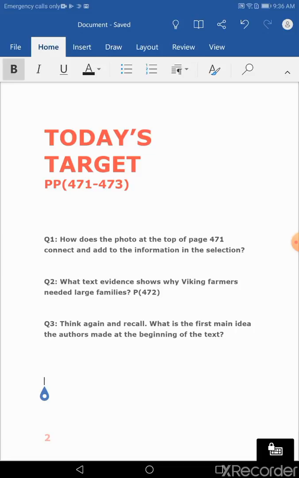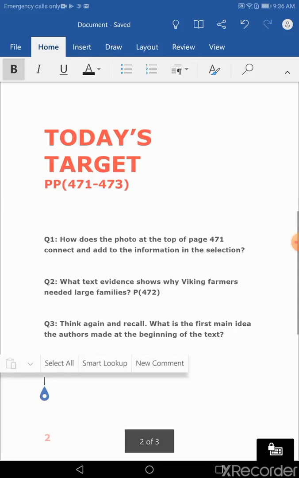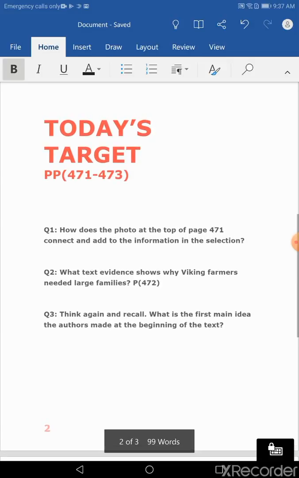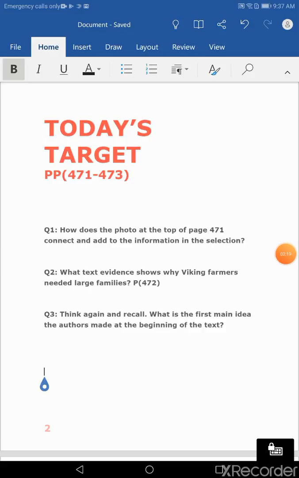Pages 471, 472, 473. Don't forget that question number one, we will find the answer on page 471. Question number two, we'll find the answer on page 472. Question number three is a general question. There is no specific place where I would find the answer, but out of my summary, because I have to summarize the story, we could easily tell the main idea that we got about the Vikings. And about the troublesome words that I might find, no problem, guys, because I will tell you everything about that, okay?